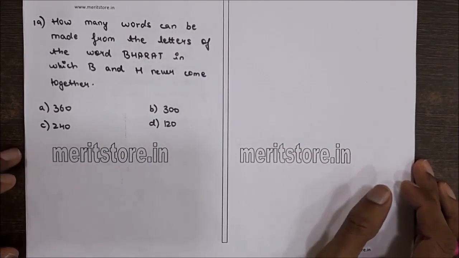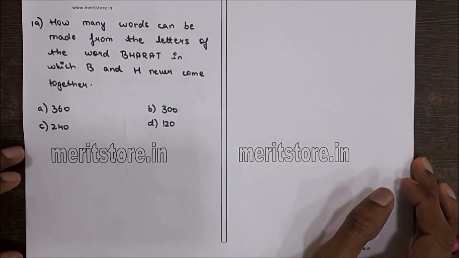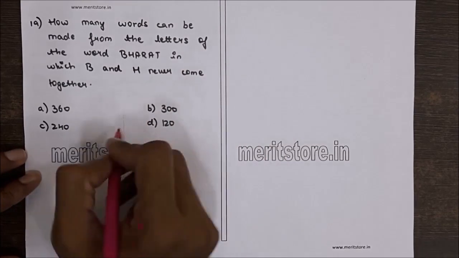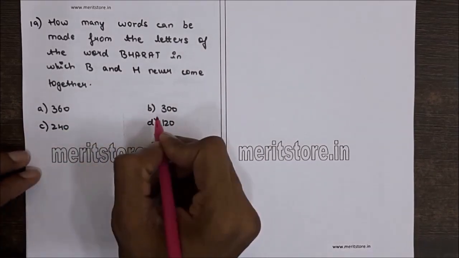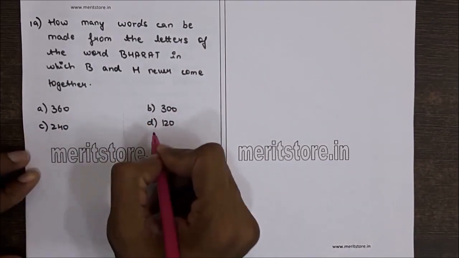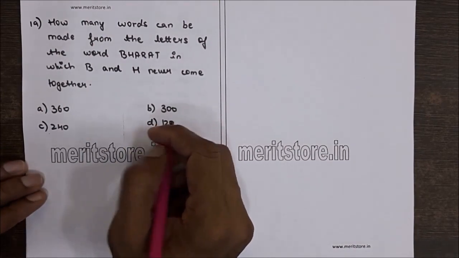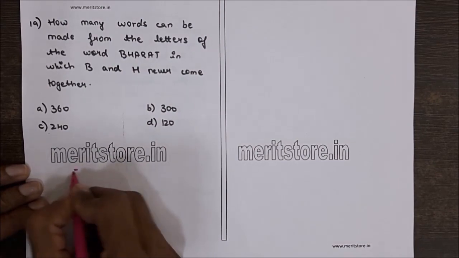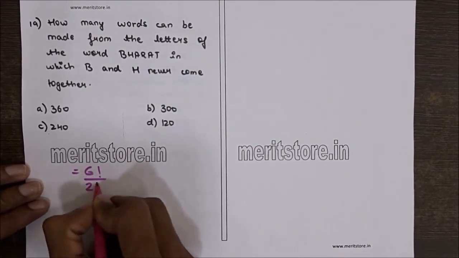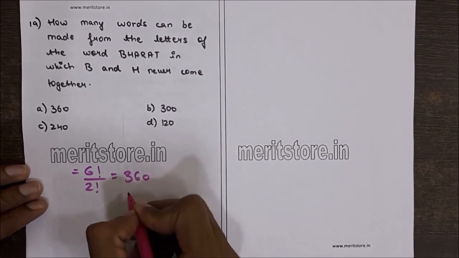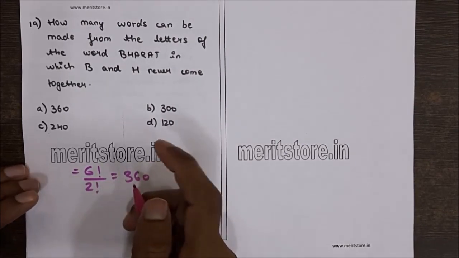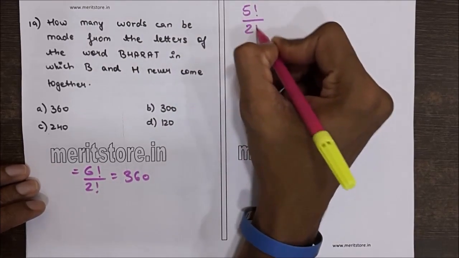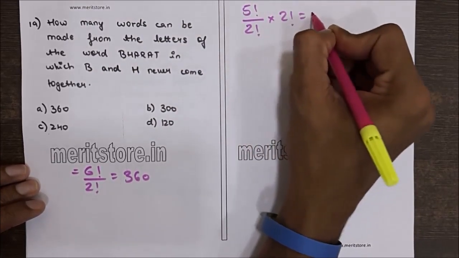Question 19. How many words can be made from the letters of the word Bharat in which B and H never come together? We have 4 options: A 360, B 300, C 240, and D 120. The total number of words is 6 factorial upon 2 factorial, which is equal to 360. The number of words in which B and H come together is 5 factorial upon 2 factorial into 2 factorial, which is equal to 120.